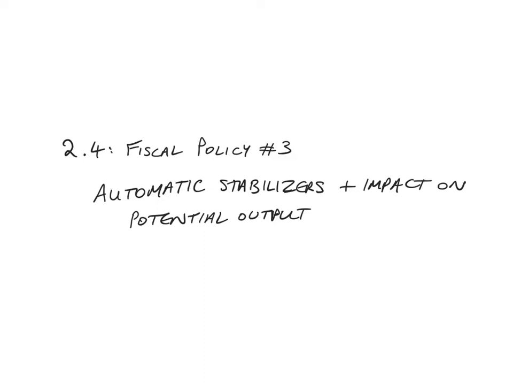Hey everyone, this is the third video of the Fiscal Policy series, which is part of Unit 2.4 of the IB Macroeconomic Syllabus. In this video, I'm going to be talking about automatic stabilizers that are incorporated in fiscal policy, as well as the impact of fiscal policy on potential output. So let's get started.